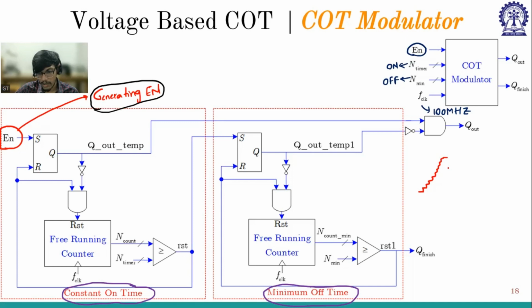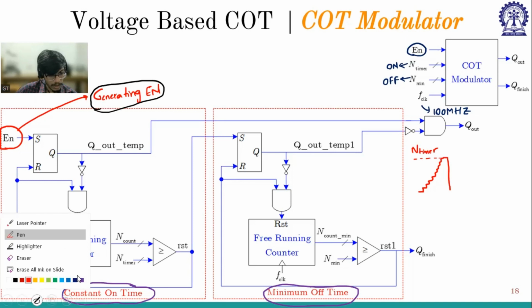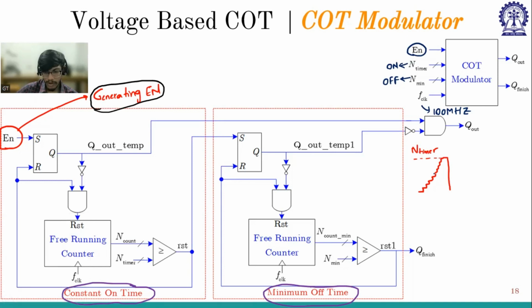This is the N timer. So whenever it touches N timer, it will give a reset pulse, right? So this reset pulse will make Q to 0. Until this point, Q is 1, and then now we have reset it. So this will reset the counter, and the counter will be stopped at 0.